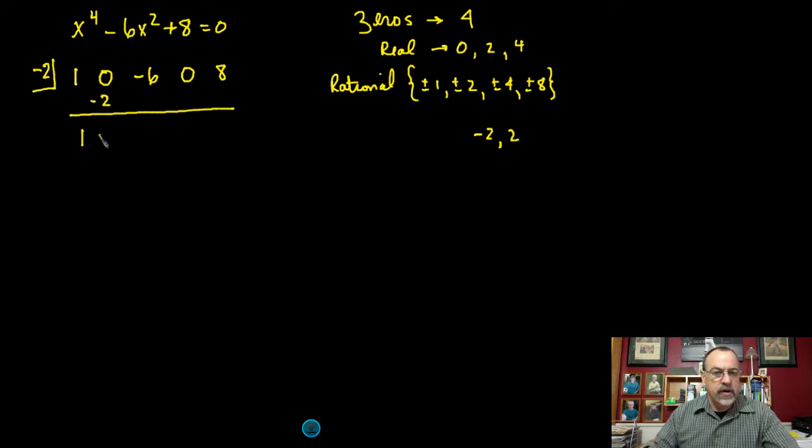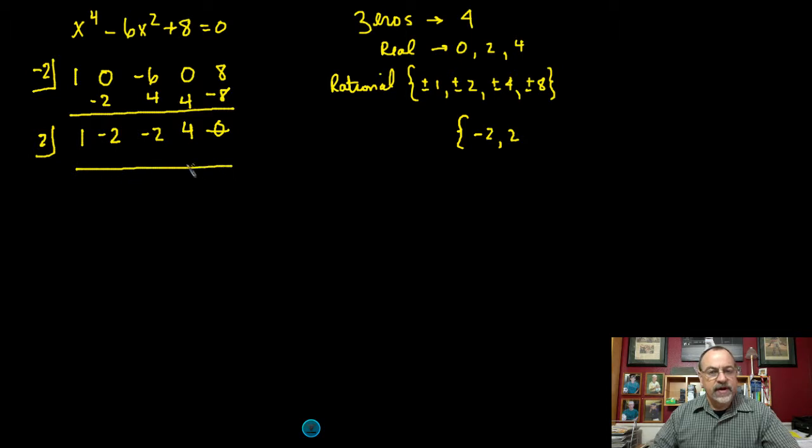So we're going to multiply and add, multiply and add, multiply and add, and multiply and add. So I get a remainder of 0. So -2 is definitely one of my answers, or one of the roots of the expression.